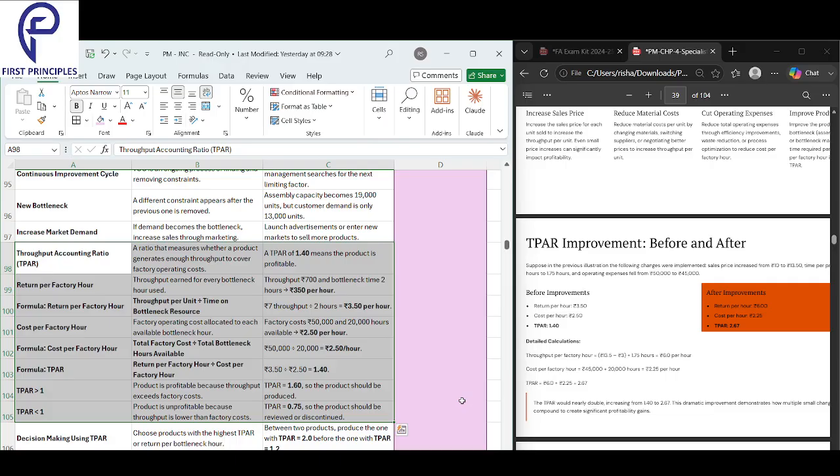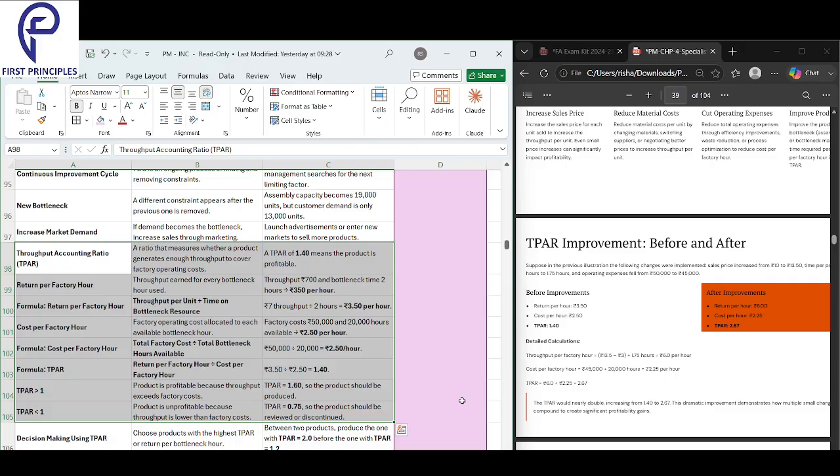So first of all, what is throughput? It's your sales minus direct material cost. Next, you identify the bottleneck, and you do the best in the short term; in the long term you replace it. Then you make sure that you follow the process. Next, the throughput ratio measures whether a product generates enough to cover the factory operating cost. If it does, great. If it doesn't, then it's unprofitable.